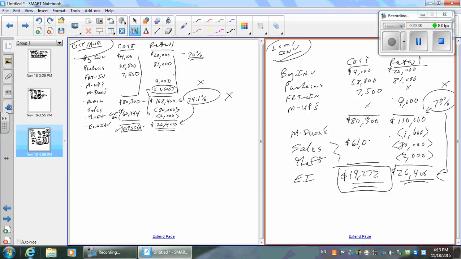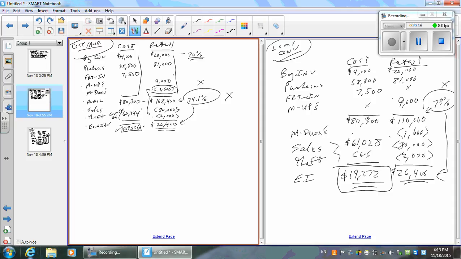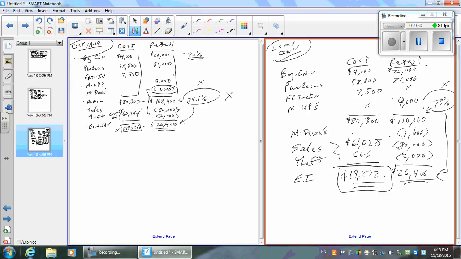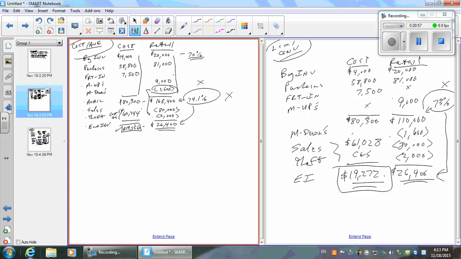61,028. Does it make sense that the cost of goods sold here would be more if we have less inventory? 61 is more than 60,700. Oh, yeah. Of course it's more, because your inventory went down. 19.2, 19.3, I guess, compared to 19.6. Okay? That's all that's going on.